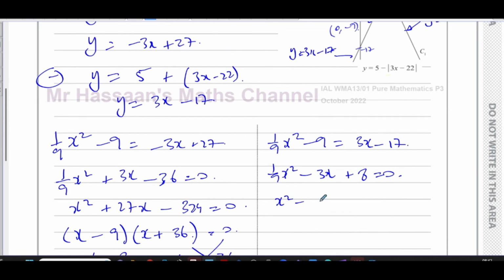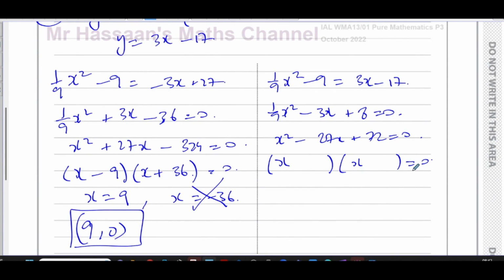So we have x squared minus 27x plus 72 equals 0. Now we want to factorize this. So you have x and x, and two numbers multiplied to give us 72, and when you add them, you get negative 27. They're both going to have the same sign, both negative.